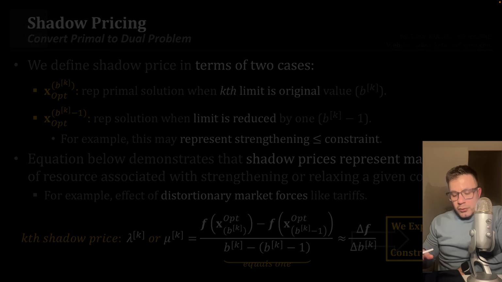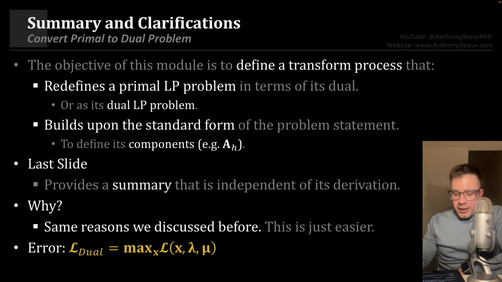And so, like many modules, I want to end this with a short summary as well as some clarifications. The objective of this module was to define a transform that redefines our primal linear programming problem in terms of its dual or dual representation. It redefines the primal linear programming problem as a dual linear programming problem. It builds upon the standard form that we looked at in the beginning of this module, the standard form of the linear programming problem statement. And we also define many of its components, including a sub h, b sub h, and c, which represent the coefficients of the objective function in its linear form.